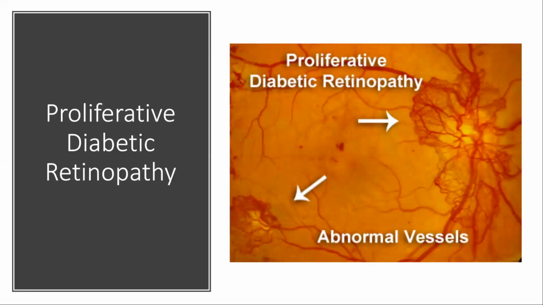So here we have an example of proliferative diabetic retinopathy. You can see the arrows pointing to different areas where there's a lot of different little blood vessels all looping around. It kind of looks like some sort of coral reef or sea fan or something like that. Those are all new blood vessels that have grown into the retina and are damaging the retina.